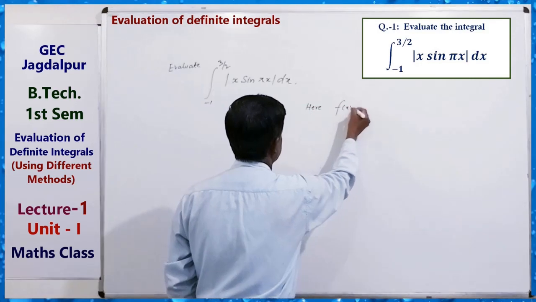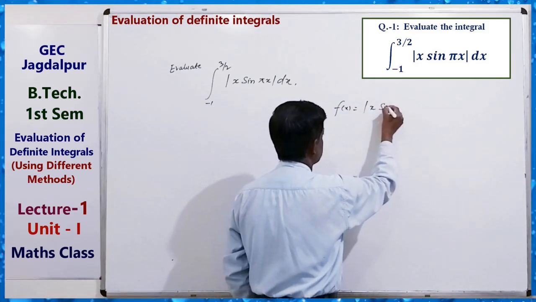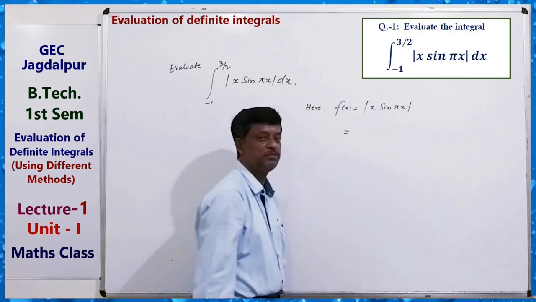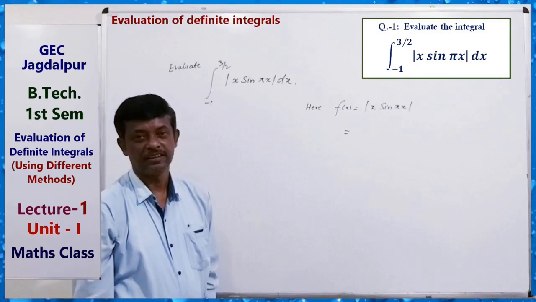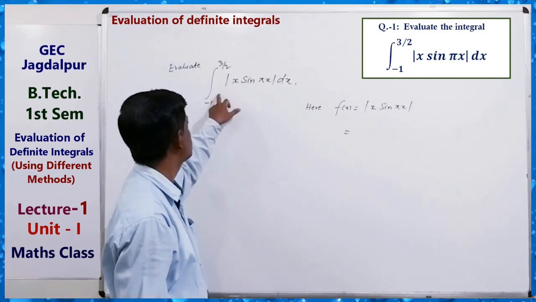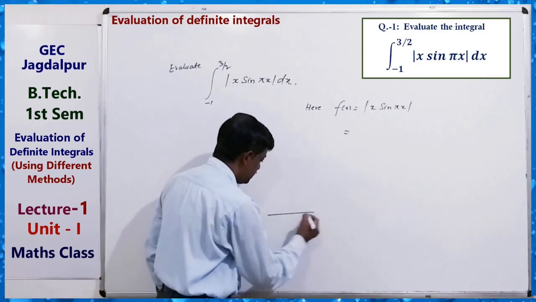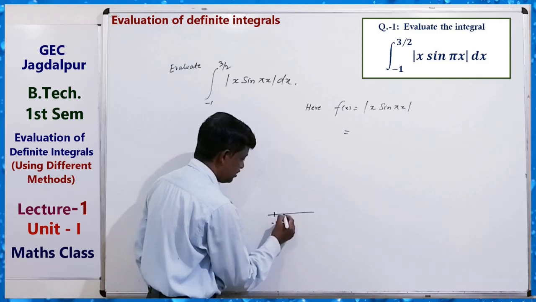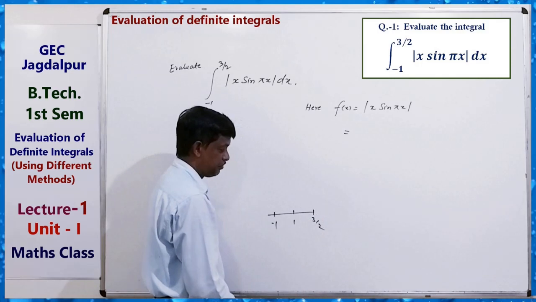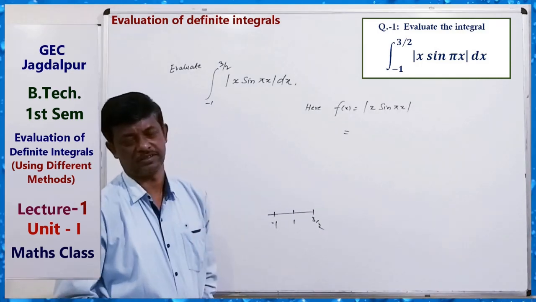Here the integrand f(x) is equal to what? Mod of x sin pi x. Its value can be written in this interval, -1 to 3 by 2. -1 to 3 by 2 means here -1, 1, 3 by 2. These two intervals are used here just because of sin pi x.